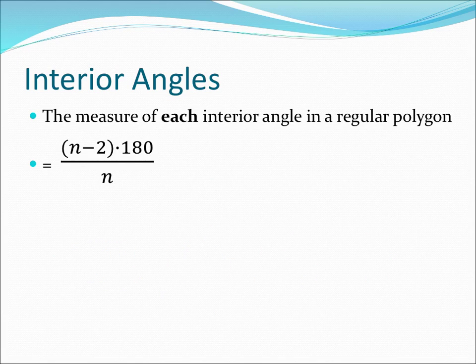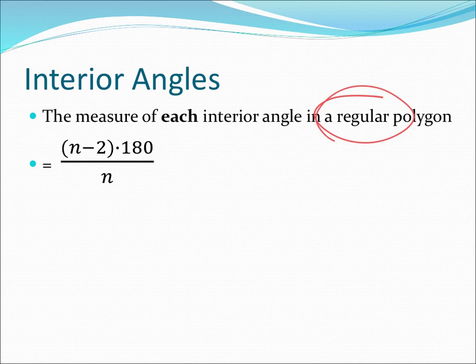So let's go a step further with interior, and let's say that it asks you to find each interior. So instead of finding the sum, which is n minus 2 times 180, it just wants one of the angles. First of all, this can only work for a regular polygon.